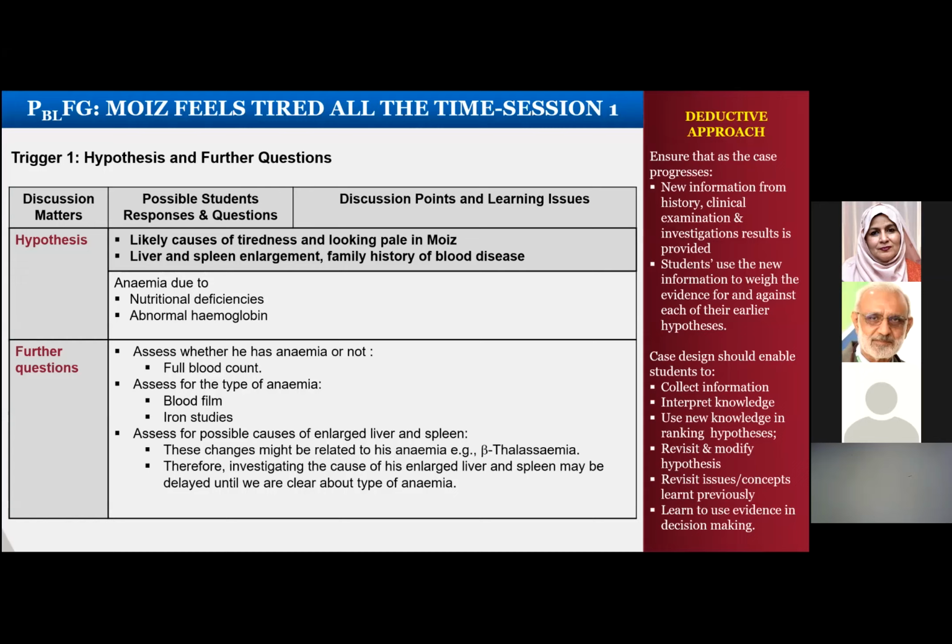because of abnormal hemoglobin. But further questions: what investigations will you ask for to assess whether he has anemia or not? Full blood count to assess the type of anemia, blood film and iron studies to assess for the possible cause. For the enlarged liver and spleen, here they have decided they don't want to do it now because they first want to know whether it's anemia. If it is beta thalassemia, then they would like to know the cause of the enlargement of liver and spleen and how it fits into this scenario.